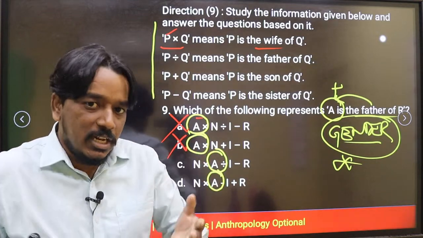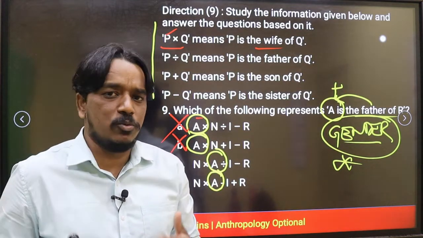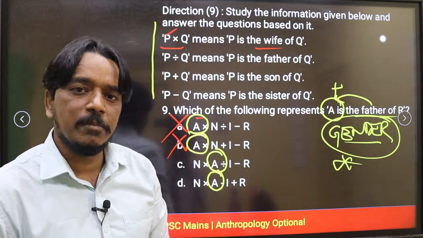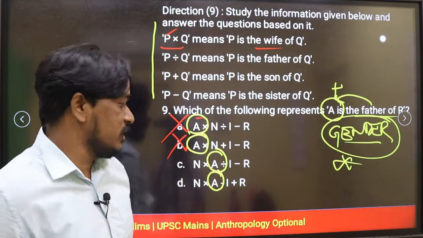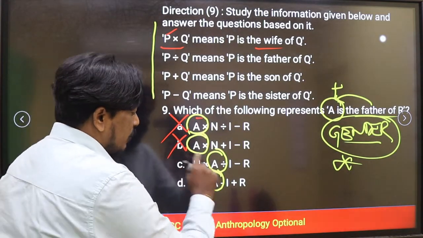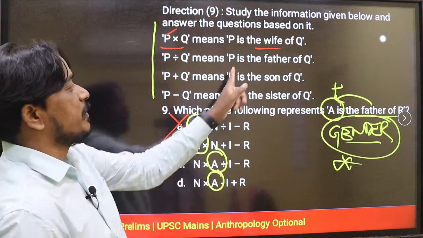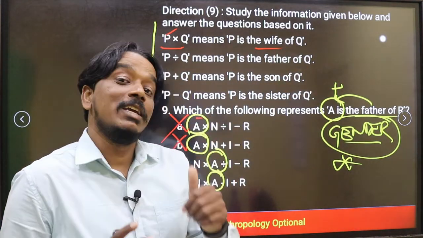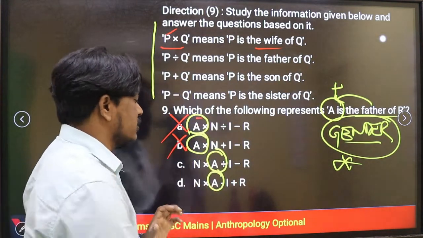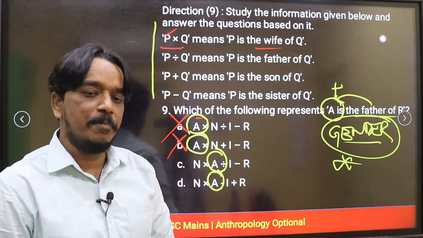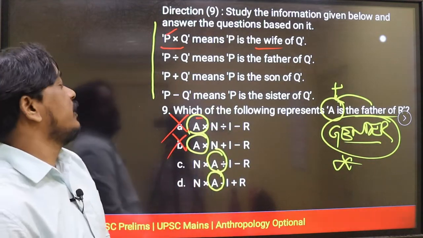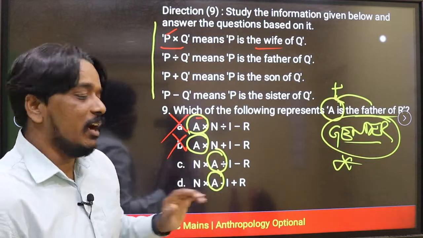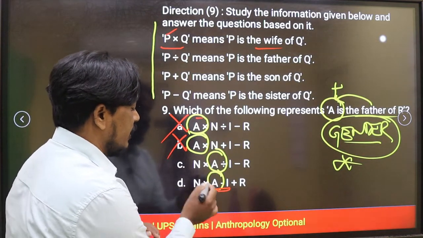If you are eliminating at least one or two options, it is a time-saving thing, and accurately we are getting the answer without any problem. Now in option 3, we have divided by. Divided by means a father, who is a male. There is a chance you may get the right answer in option C, but option D is also there, so we have to verify D also. We are just verifying and eliminating.